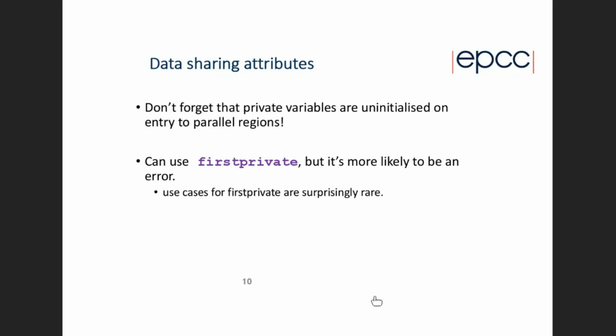So data sharing attributes, don't forget that private variables are uninitialized on entry to parallel regions. That's a very common source of a bug.